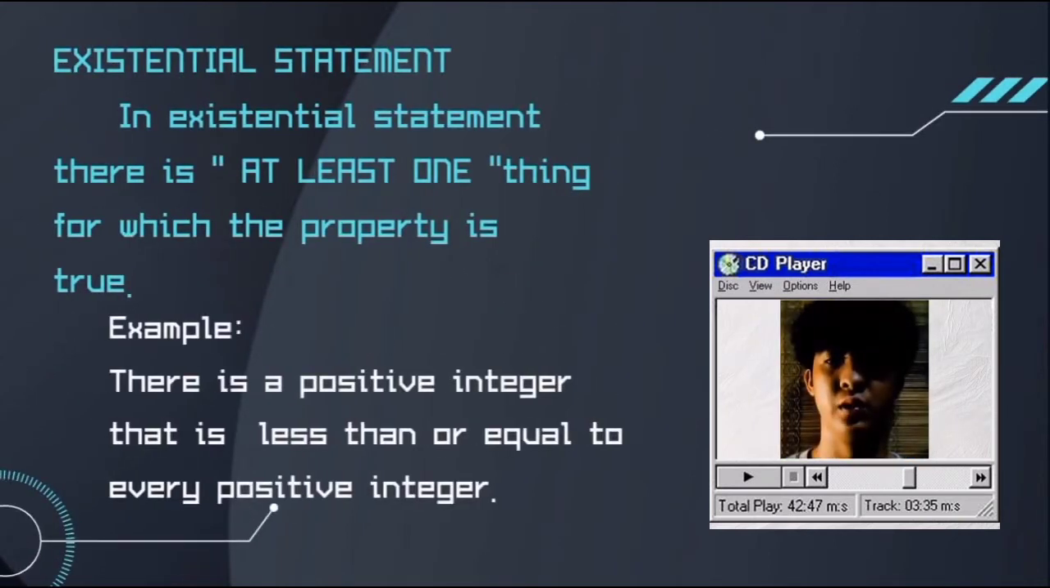The third statement is called the existential statement. What is an existential statement? In an existential statement, there is at least one thing for which the property is true. It expresses the existence of at least one object which has a particular property. For example, there is a positive integer that is less than or equal to any positive integer.